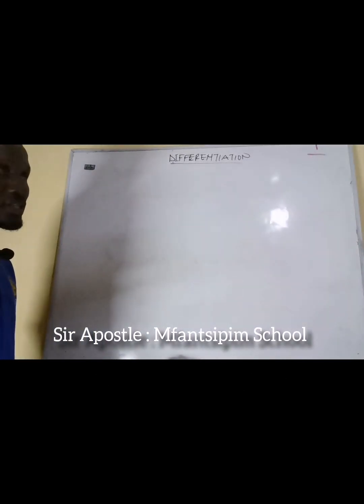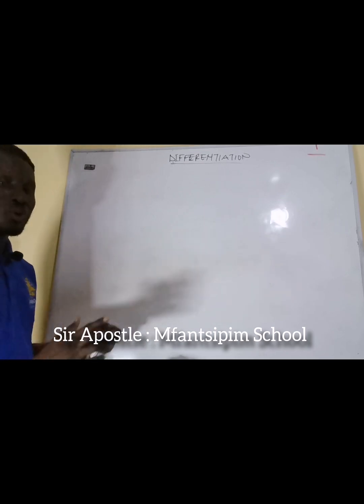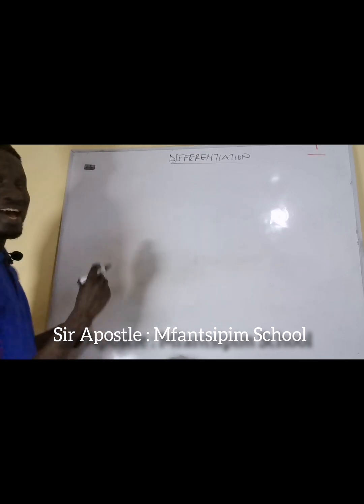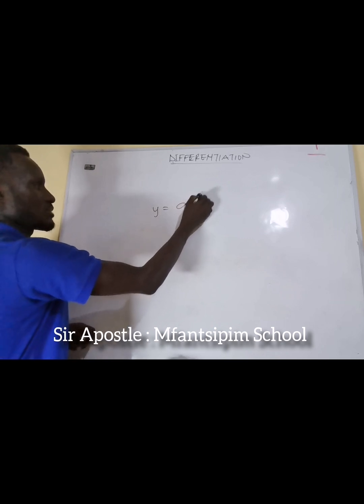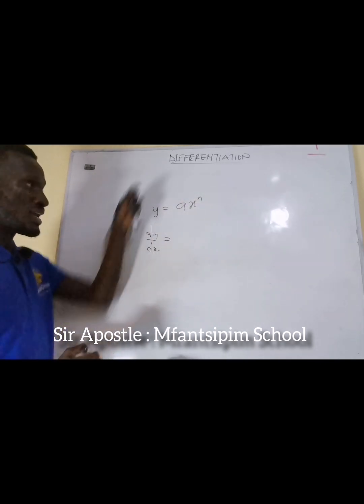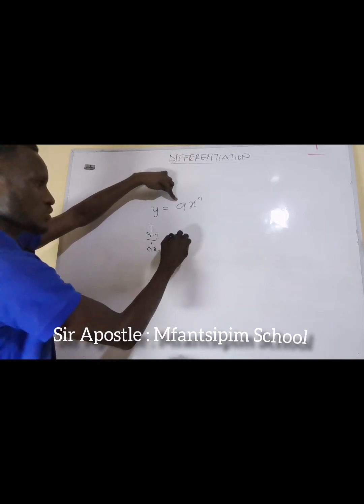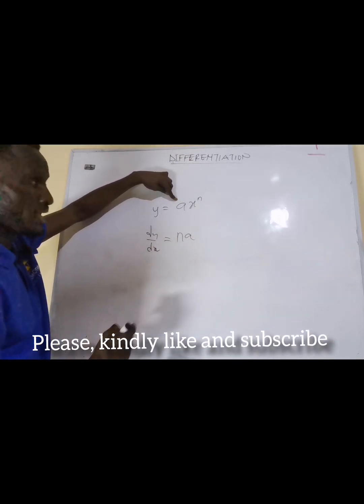Hello, good day. Now, in the first video I talked about the general differentiation. And what's the general differentiation? That's the power rule. If I have y is equal to ax^n, then differentiating this one, we use the exponent to multiply the coefficient, which will give you n times a, which is na.